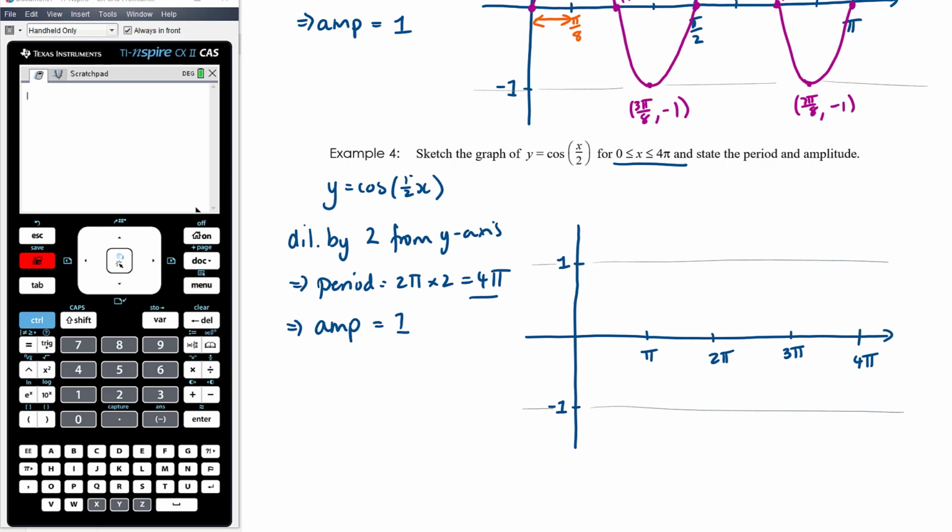It's a cos curve, so it's going to start at the maximum value. At the end of the period, it's also going to be back up there at the maximum value. Halfway along the period, 2 pi, we're going to be at the minimum. Between those first two dots, we're on the x-axis. Between those last two dots, we're on the x-axis. Join your dots up with a nice smooth curve.